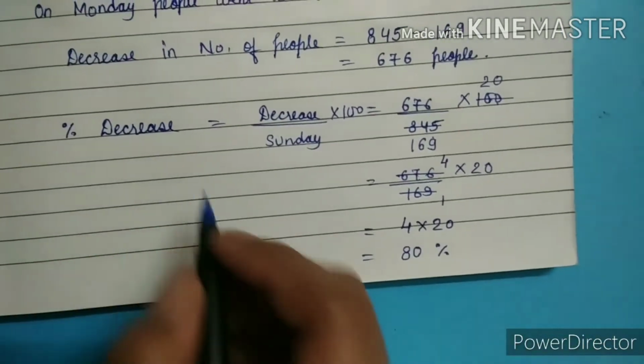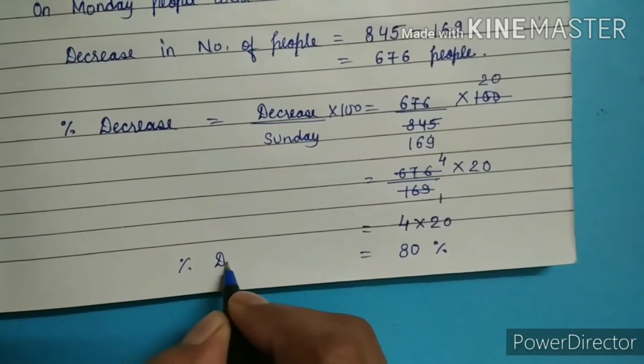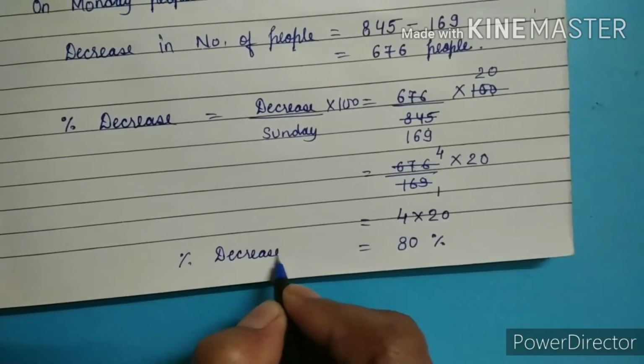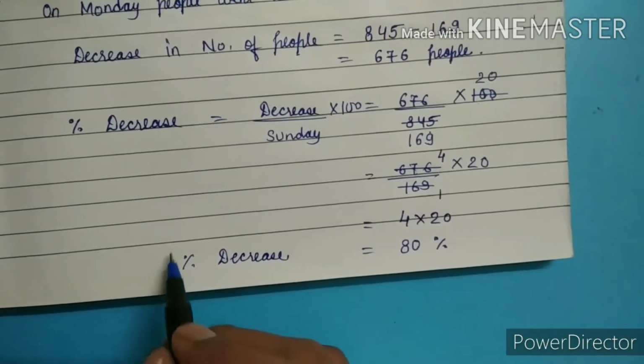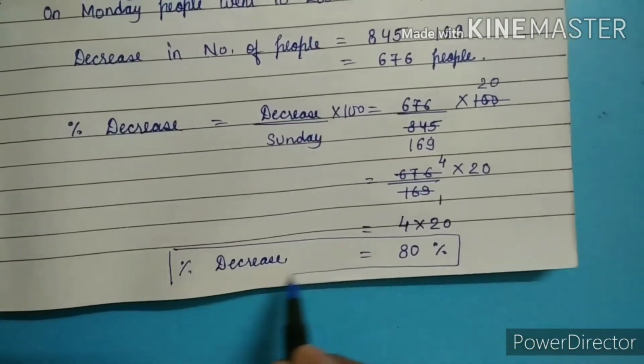4 into 20 is 80%. What are we comparing? We are comparing the percentage of decrease. So it decreased by 80%, and this is our answer.